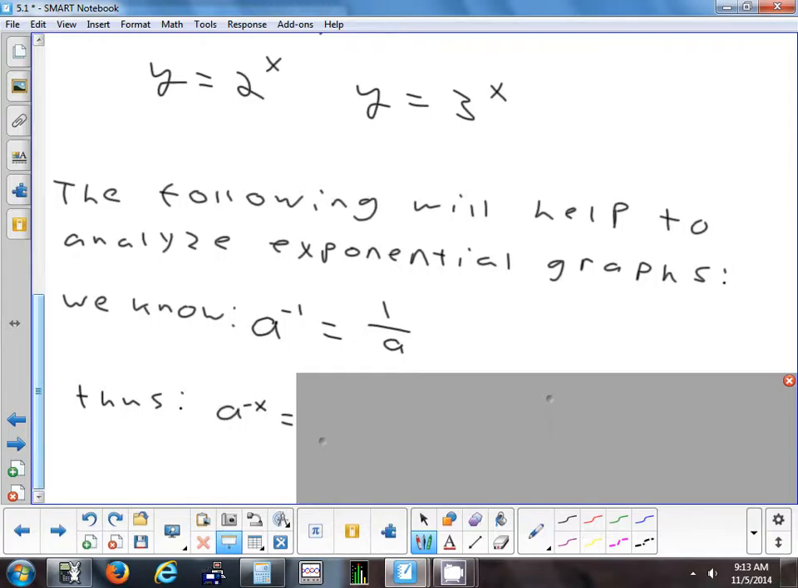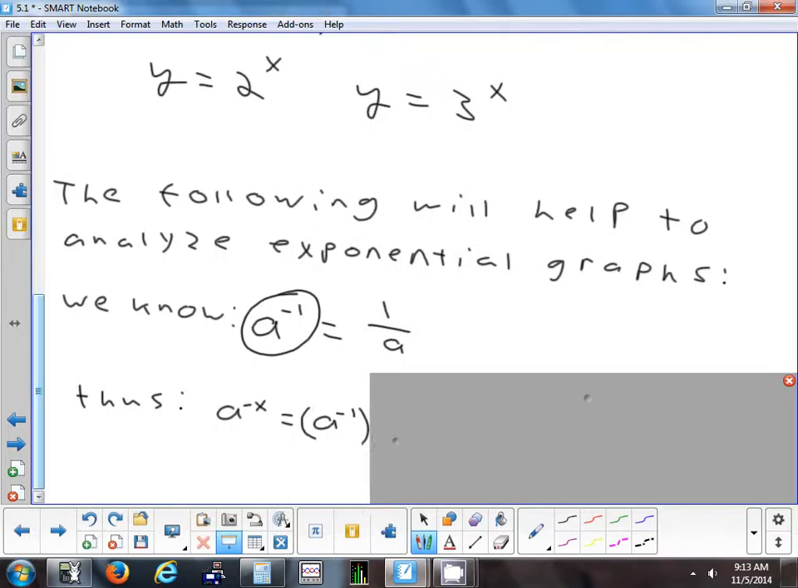Anybody think how I can rewrite a to the negative x? And somehow I want to involve a to the negative 1. So I'm thinking the rule I want to use here is a power to a power, so that when I write it that way, I'd be equivalent to the original. And I want to have this in there somewhere. Yeah? Well, would you start by putting x over a? Well, the a and the x are stuck together. Would it be 1 over a x? Yeah, you could write it that way, 1 over a to the x.